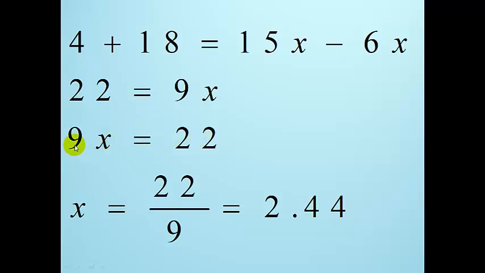We are solving for x. And so we divide both sides by the constant attached to the variable x, and that is 9. So we divide the left hand side by 9. And when we divide 9x by 9, we have x. Dividing the right hand side by 9, we have 22 over 9. And 22 divided by 9 is equal to 2.44. That is corrected to 2 decimal places.